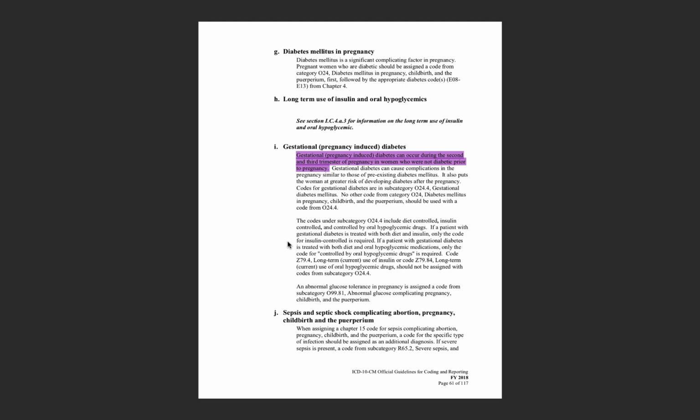If a patient with gestational diabetes is treated with both diet and oral medications, only the code for controlled by oral drugs is required. Code Z79.4 for long-term use of insulin, or code Z79.84 for long-term current use of oral drugs, should be assigned with the code O24.4.